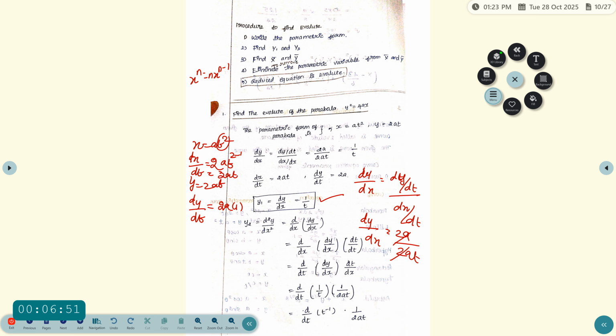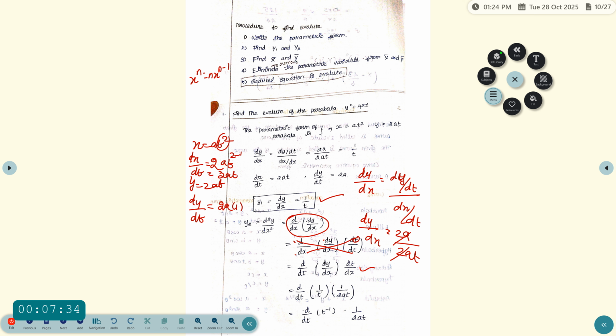In the same manner, we are going to find d square y by dx square. The second derivative y2 equal to d square y by dx square. That d square y by dx square usually we can write as d by dx of dy by dx. But here we are having a third parameter t involved. That's why this term can be split into three parts. The first one is d by dx of dy by dx into dt by dx. The next step, d by dt of dy by dx into dt by dx.